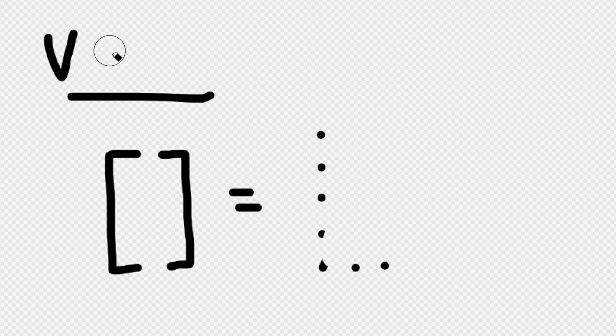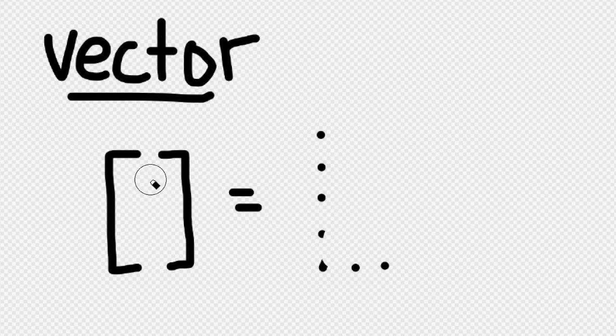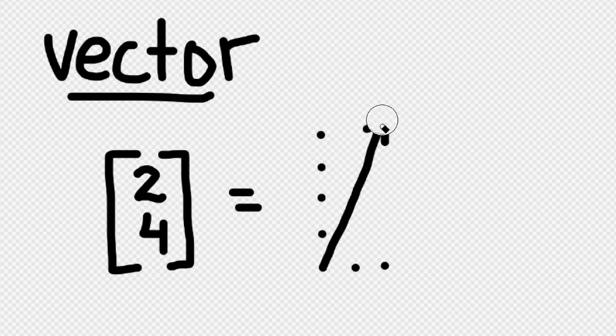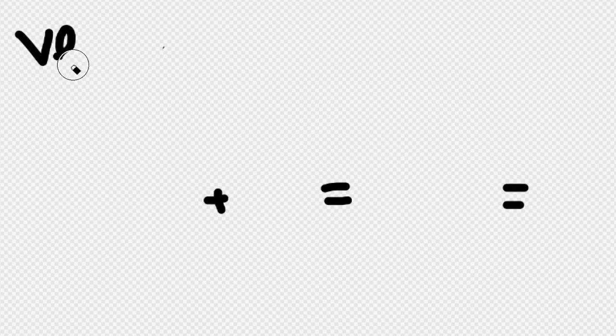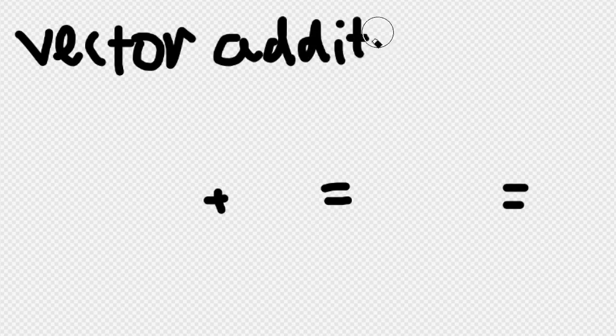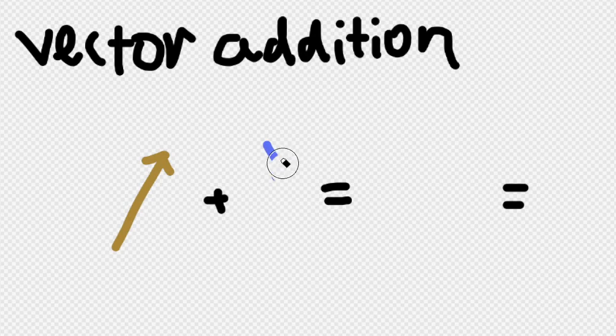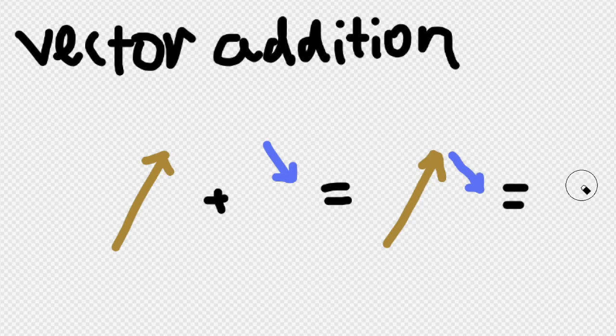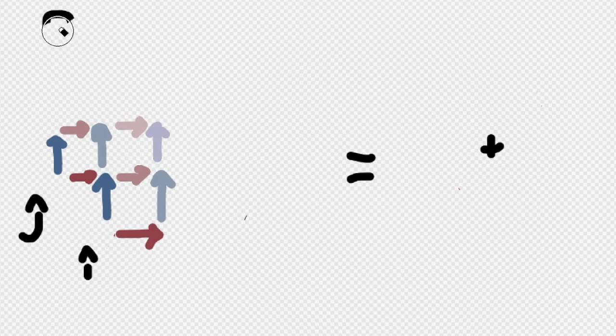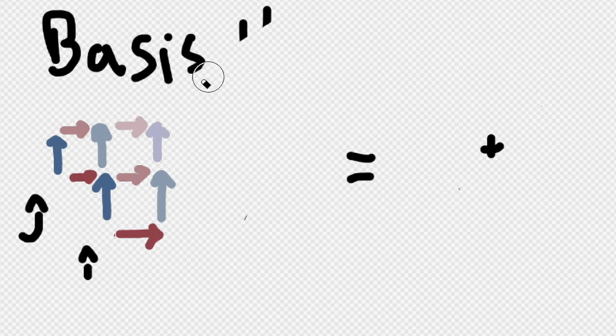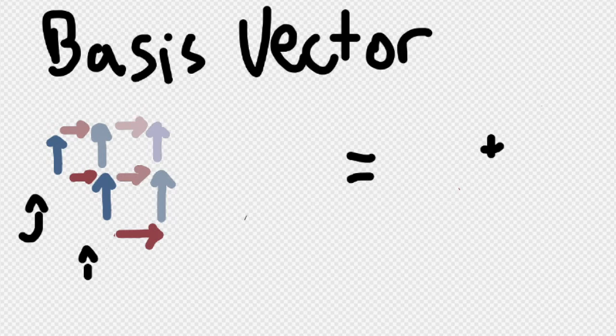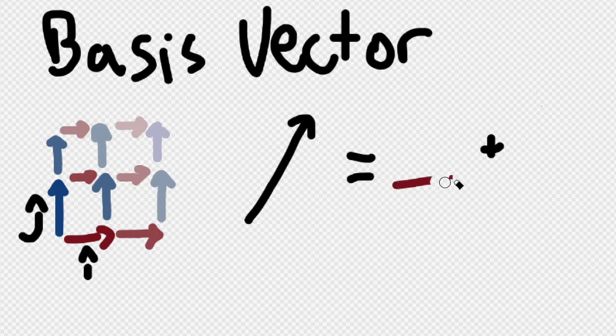A vector can be notated as either a stack of numbers with square brackets or as an arrow going out from the origin. Vectors are added to each other by putting them tip to tip and seeing where the second vector's tip ends up without rotation. Basis vectors are the vectors that can be stretched and squished and added to each other to get any other vector in a given space.